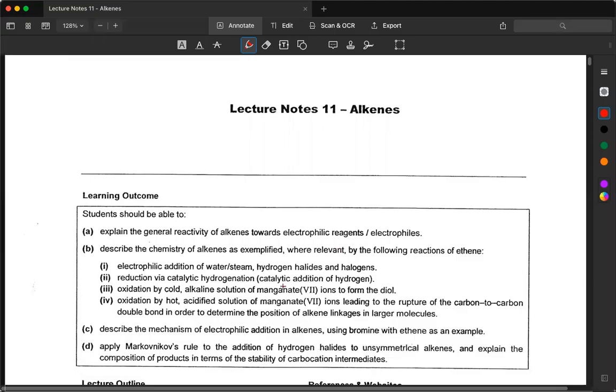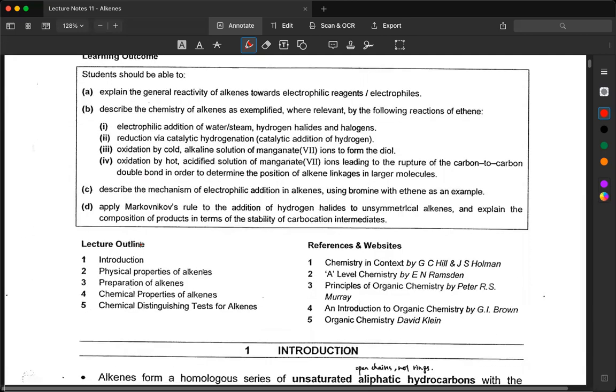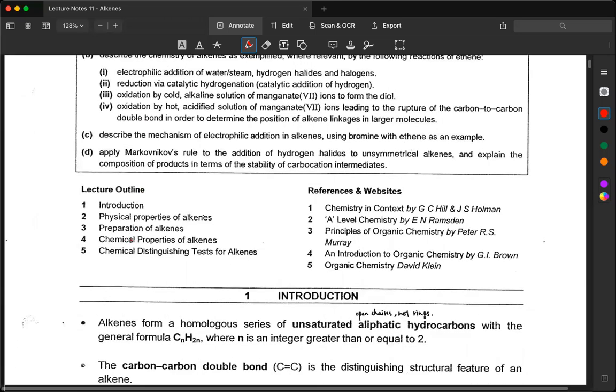Good evening, everyone. Today, I'm going to share on the concepts in alkenes. So these are the learning outcomes, and we are going to talk about the physical properties of alkenes, how to prepare alkenes, and the various chemical properties of alkenes, and how do you distinguish alkenes from other hydrocarbons.